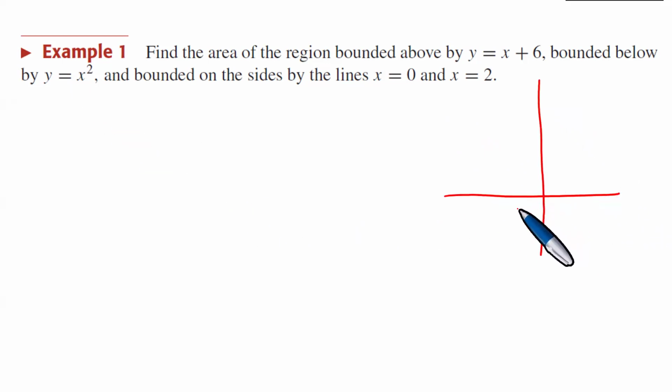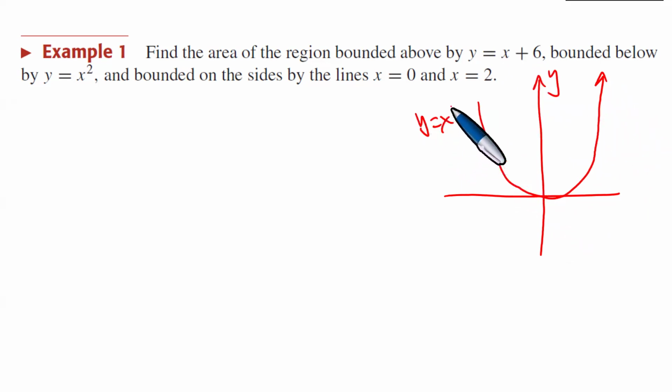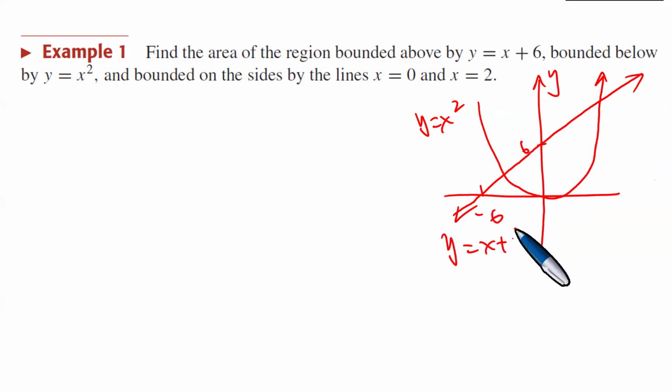The y equals x squared curve is this one here from grade 10. So this one is the curve y equals x squared. Then we have the curve, which is a line, y equals x plus 6. So when x is 0, y becomes 6. When y is 0, x becomes minus 6. So that is y equals x plus 6. You have exactly this here.